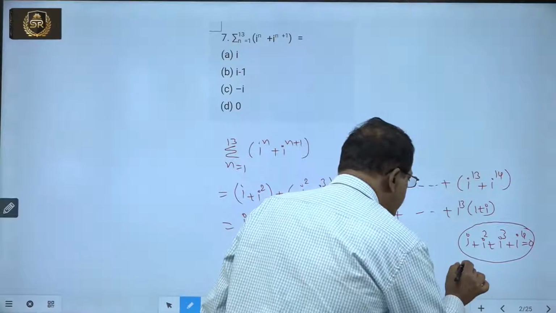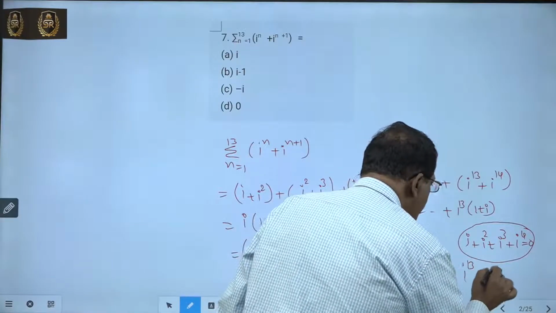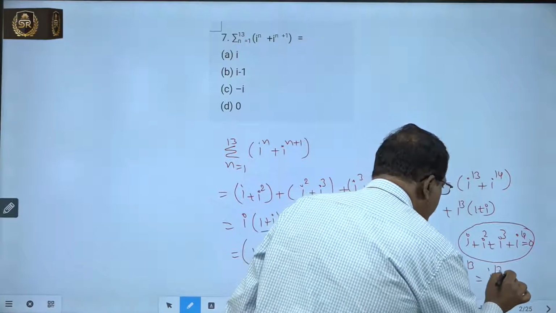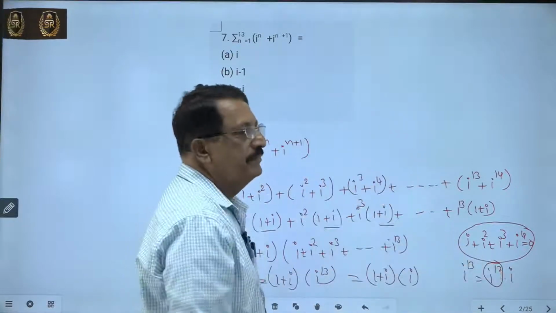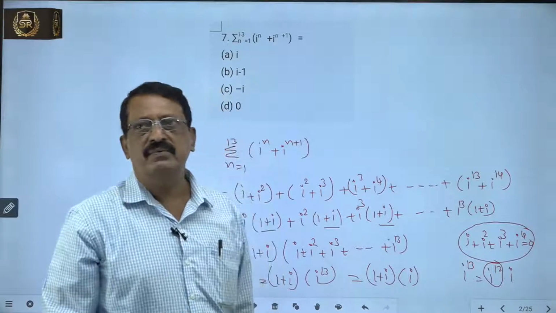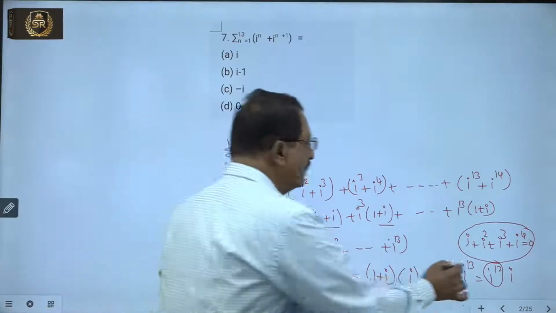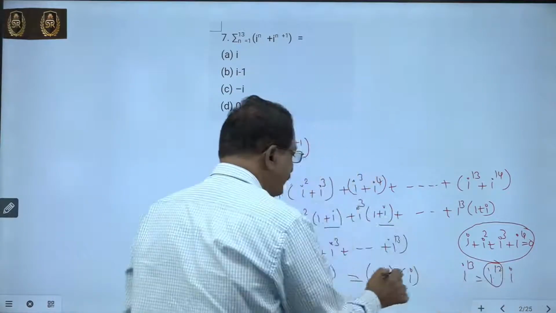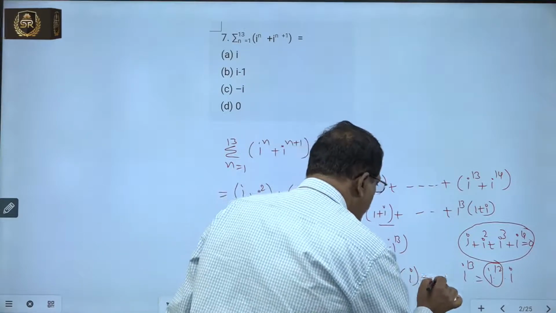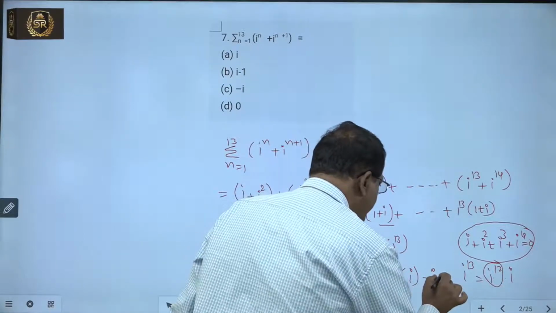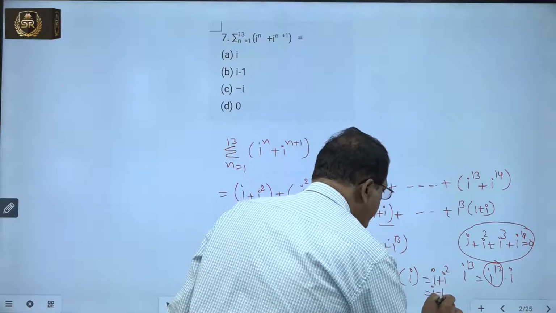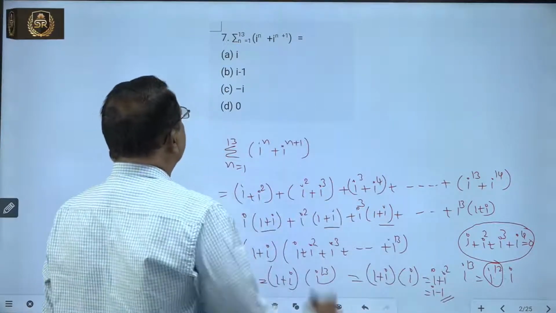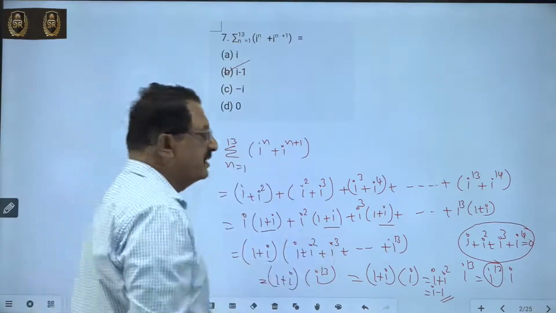equals i to the power of 12 into i, but i to the power of 12 is (i to the power of 4) whole cubed, and i to the power of 4 equals 1. Therefore i to the power of 12 is 1, into i, that equals i. So (1 plus i) into i equals i plus i squared, that equals i minus 1. Answer is i minus 1. Second option is correct.